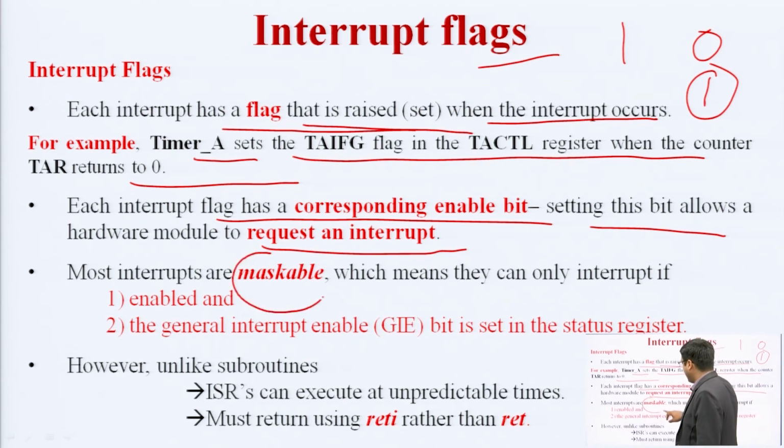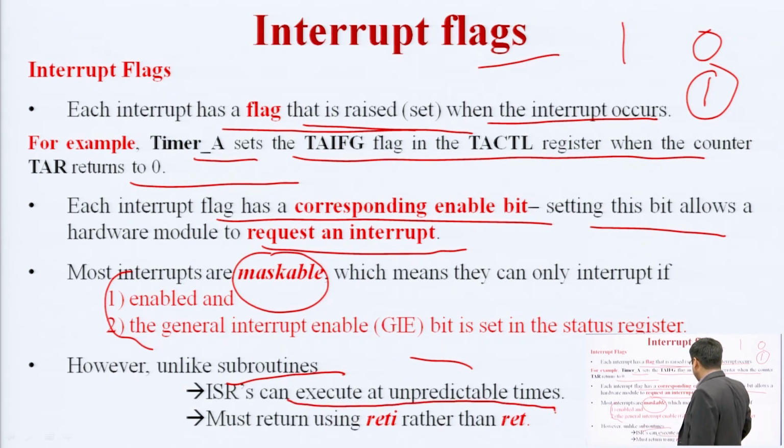Interrupts can be both maskable and non-maskable. Maskable means they can be disabled. If the processor receives an interrupt, it can disable or enable it. Unlike subroutines, an ISR can execute at unpredictable times. We cannot know when the interrupts will occur in the main program. It must return using RET, return, or the RETI instruction, return from interrupt.